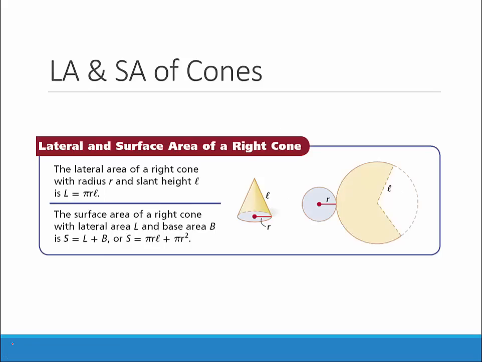So here's your formulas. The lateral area of a right cone with a radius of r and a slant height L is pi RL. So this right here is how tall your cone is, and this radius determines how much of the circle gets cut out. So the smaller the radius, the less of the circle we need. But the larger the radius, the bigger the circle we need. And then the surface area is just the lateral area plus your base. And since our base is a circle, that's where we get pi r squared from.